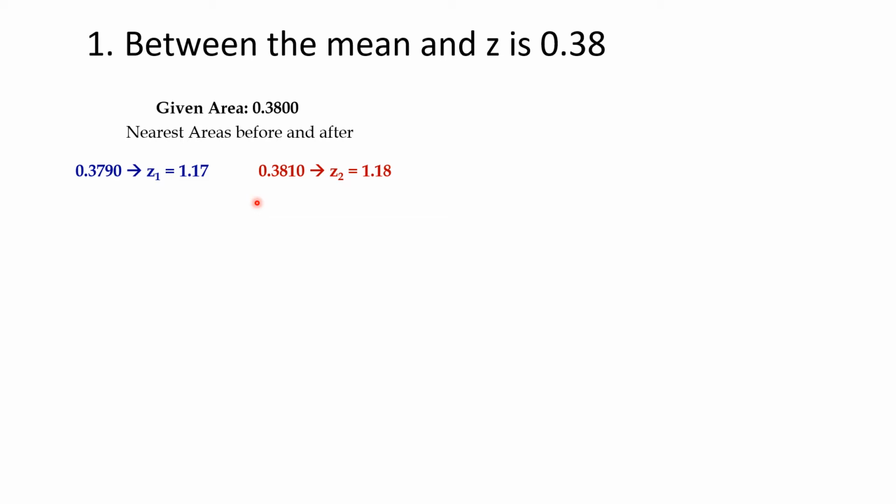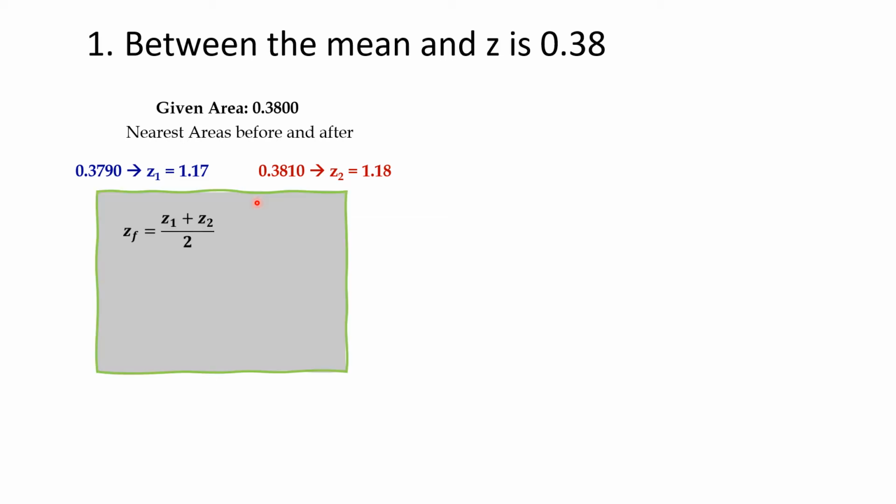So now, we are going to use the formula, which is z sub f is equal to z sub 1 plus z sub 2 divided by 2. Then, we're going to substitute the given. So for z sub 1, we have 1.17. For z sub 2, we have 1.18 and divided by 2. So add the 2 on the numerator. We have 2.35 divided by 2. That is 1.175. Then round it off to the nearest hundredths. That is equal to positive negative 1.18.